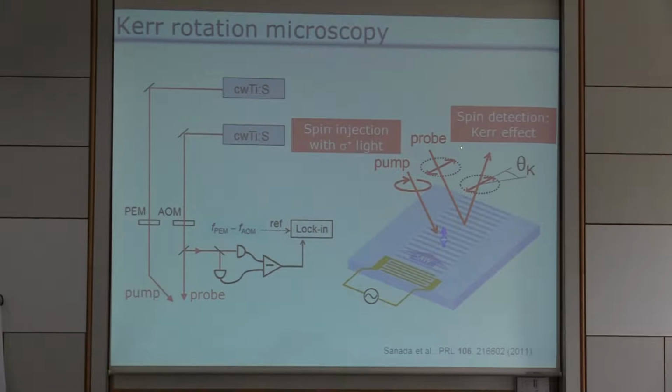And we can detect the Z component of electron spin by using the magneto-optical Kerr effect. We use linearly polarized light, and we measure the angle of the polarization of the reflected probe beam. This theta K is proportional to the Z component of the electron spins. So if we scan the probe position, we can measure two-dimensional images of the electron spin distribution.